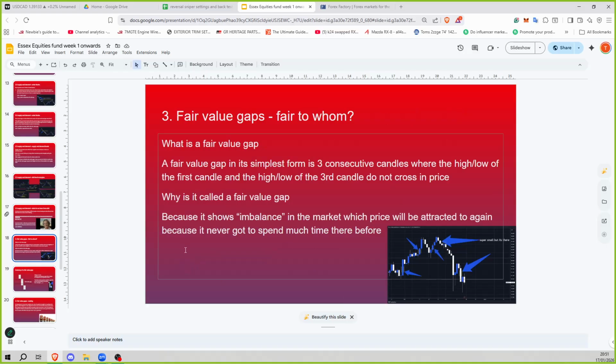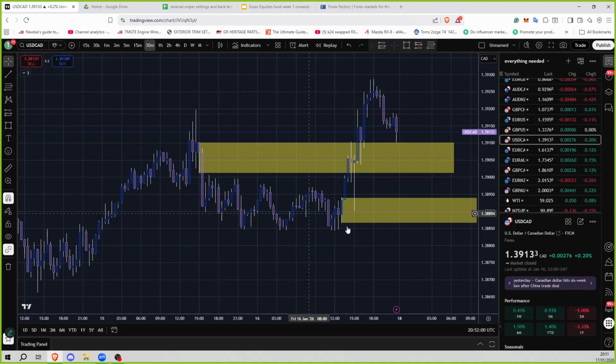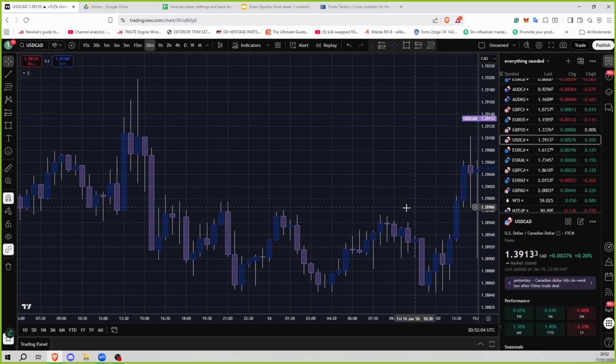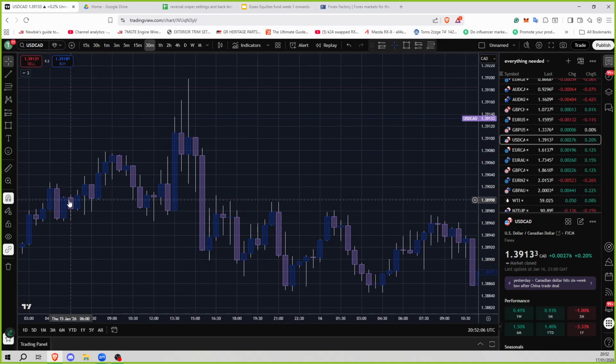Fair value gaps then. And they're pretty easy to spot. What is a fair value gap? It's where the wicks of two candles don't touch. So this is a bearish fair value gap because the first and the third candle, the wicks don't touch.